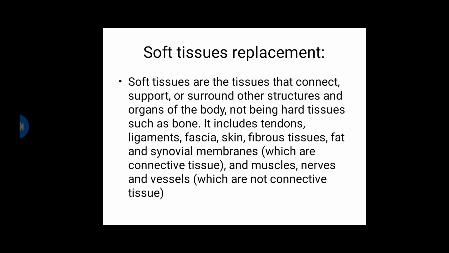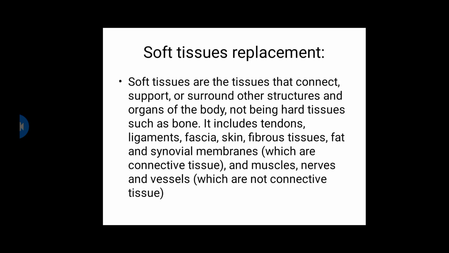So, soft tissues are the tissues that connect, support, or surround other structures and organs of the body, not being the hard tissues such as bone. Because hard tissues comprise only the teeth and the bone. Other than these two, that is bone and the teeth, the structures and the organs present inside our body are called soft tissues. It includes tendons, ligaments, fascia, skin, fibrous tissues, fat, synovial membranes, then muscles, nerves, and vessels.